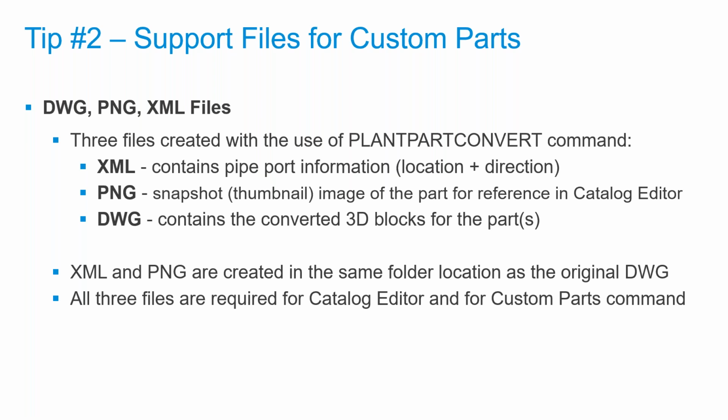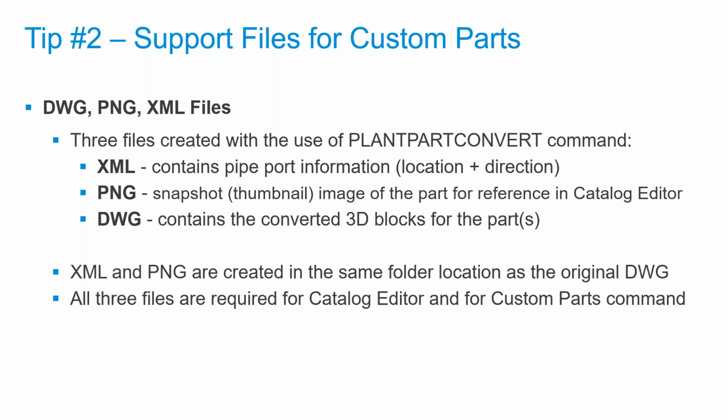Now this DWG file is going to have a GUID name, so it won't have the same name as the block that you created inside of your drawing. But it does exist outside of that with a GUID that's linked to the catalog if you're creating it in the catalog editor. So the XML and PNG are created in the same folder location as the original DWG. And all 3 files are required for the catalog editor for the custom parts command. So if you were to share a catalog with somebody, knowing where these files are is really important. So we'll talk about that.